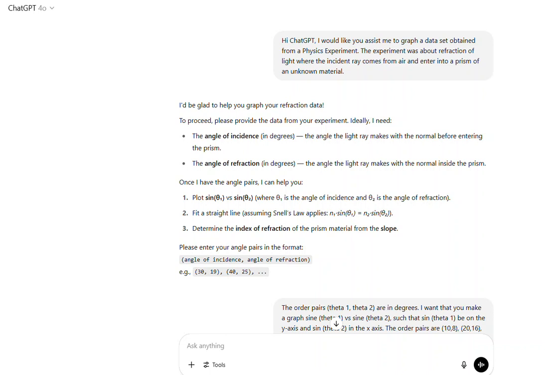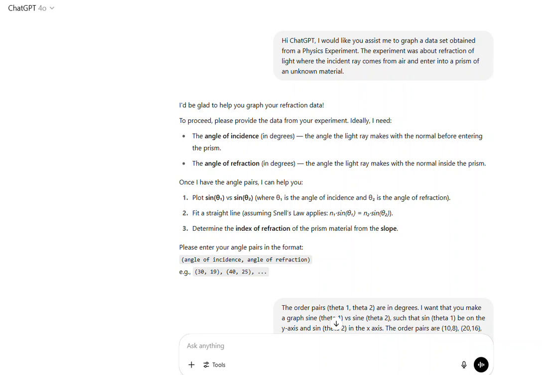So plot sine of theta 1 versus sine of theta 2, where theta 1 is the angle of incidence and theta 2 is the angle of refraction. Fit a straight line assuming Snell's law applies. So n1, the index of refraction of medium 1, times the sine of theta 1 is equal to the index of refraction of medium 2 times the sine of theta 2. So theta 1, angle of incidence, theta sub 2, the angle of refraction.